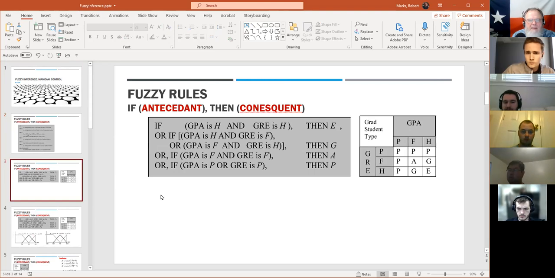I'm going to kind of abbreviate those same fuzzy inference rules. Like if the GPA is H, high, and the GRE is high, then you're going to have an excellent student. Or if the GPA is high and the GRE is fair, or the GPA is fair and the GRE is high, then you're going to have a good graduate student. So you see, I've used kind of hyphenated words here. If the GPA is fair and the GRE is fair, then you have an average.